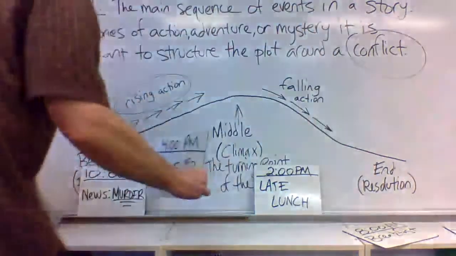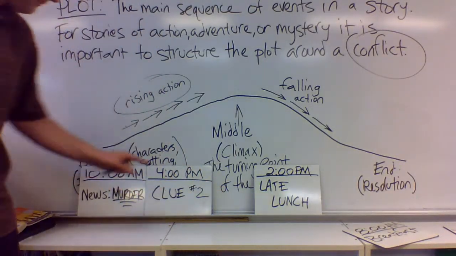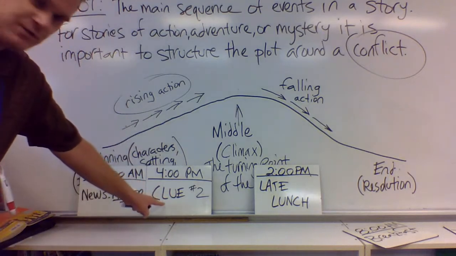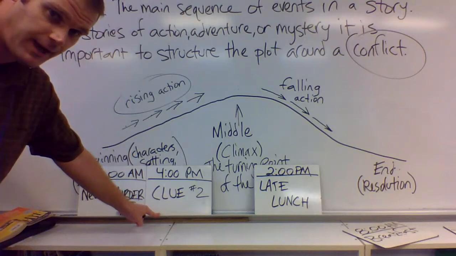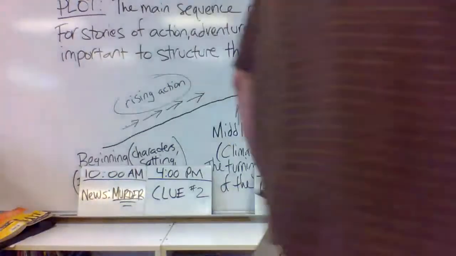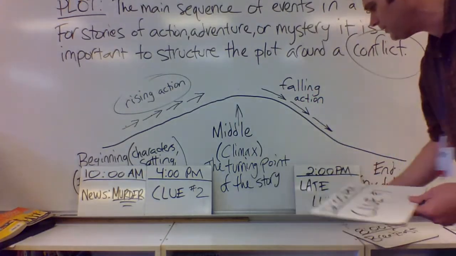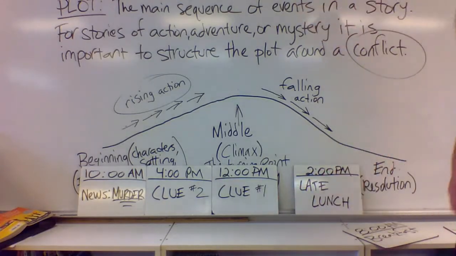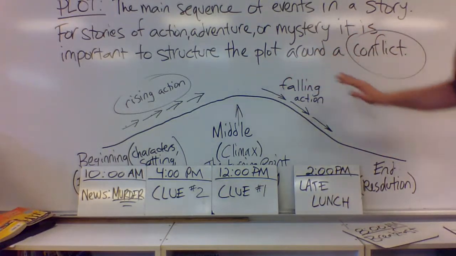So let's say after we got the news of the murder, we skip to a chapter where it jumps from 10 a.m. to 4 p.m. and we get clue number 2. Perhaps clue number 2 is not as important as clue number 1, okay? So you want to put that one out there first, okay? Then let's say clue 1 is actually the most important clue. That will be part of your climax here. So now we have the murder and both of the clues occurring before any of the falling action whatsoever, okay?